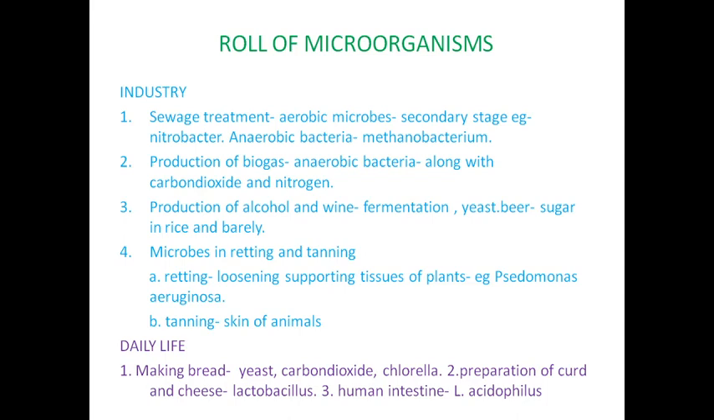The second one is the production of biogas. Biogas, normally in villages, is used for many purposes, such as cooking and also for vehicles. It is produced with the help of Methanobacterium. The gas called methane is produced along with carbon dioxide as well as nitrogen. That is the production of biogas.